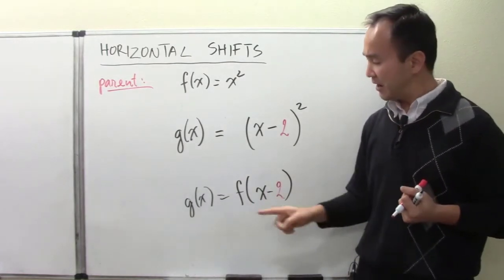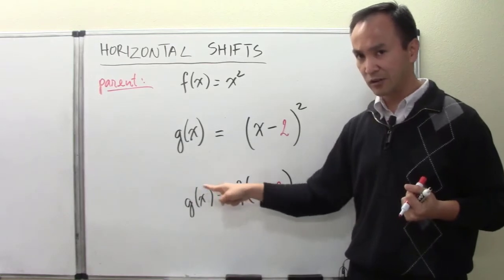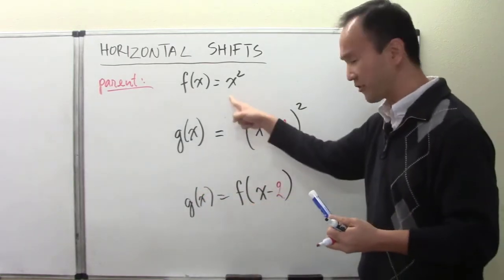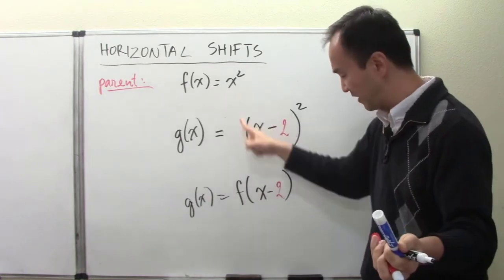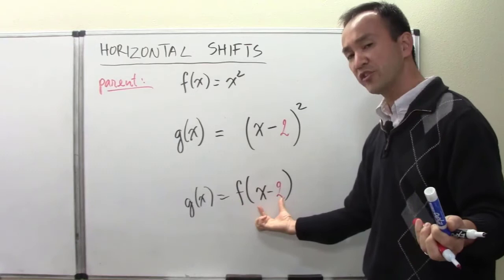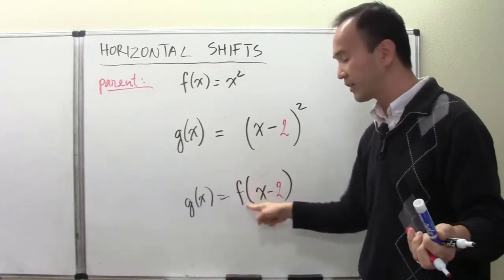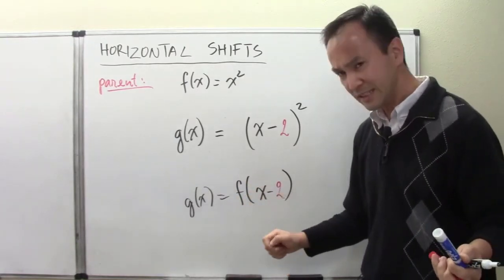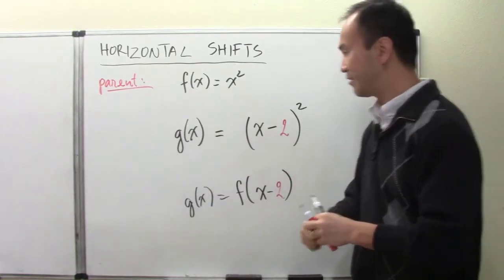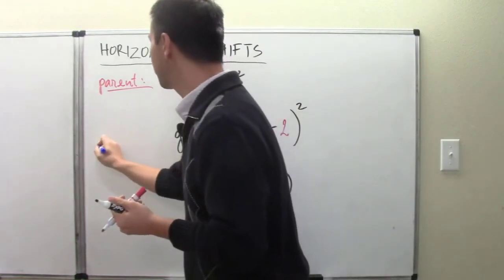All right, so now I see that g of x is clearly the descendant function because it comes out from the parent function. It came out from the parent function, but we created g of x by simply putting the expression x minus 2 inside of f as the input for f. So now clearly I can call this the descendant function.